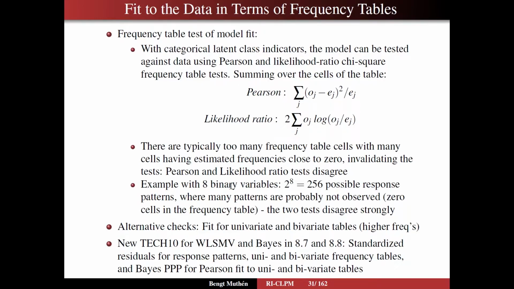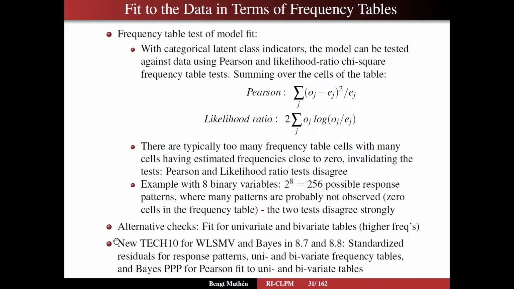For instance, with 8 binary variables, we're going to talk about that quite a lot in our analysis over 8 time points. You have 2 to the power of 8, namely 256 possible response patterns, where many patterns are probably not observed, 0 cells in the frequency table. And the 2 tests will disagree strongly. And of course, if you have a bivariate cross-lagged model over 8 time points, you have 16 variables, and 2 to the power of 16 will be a very large number. What you can do in that situation is to collapse from the multivariate frequency table down to univariate and bivariate frequency tables, where you have higher frequencies and where statistics will work better.